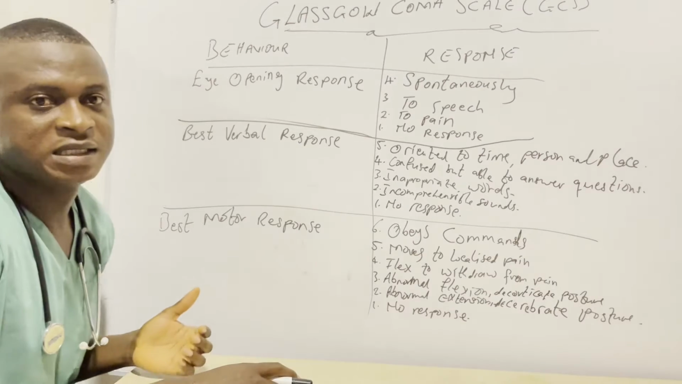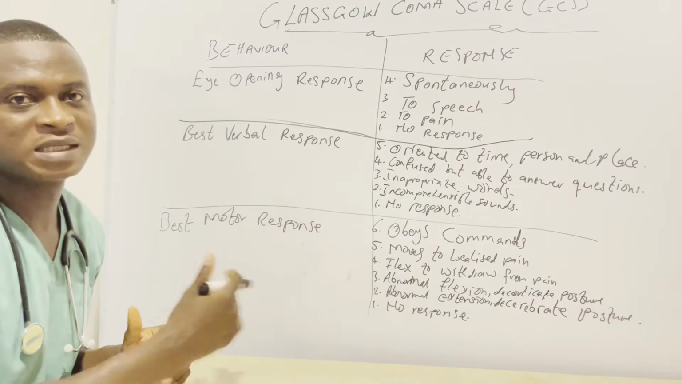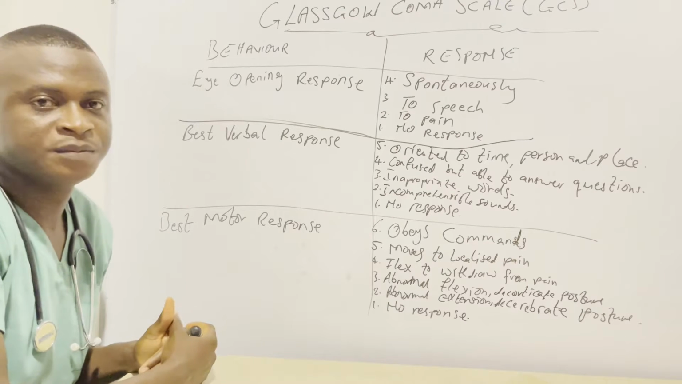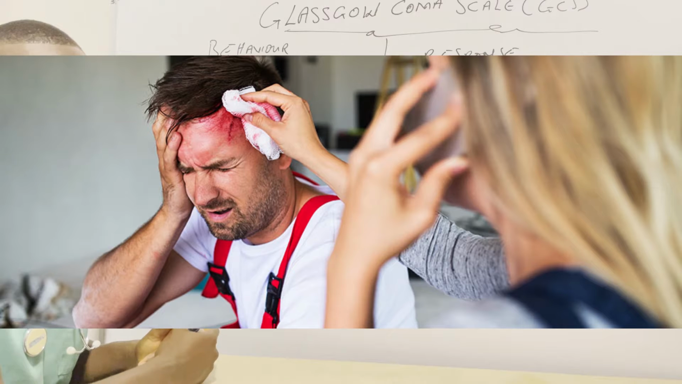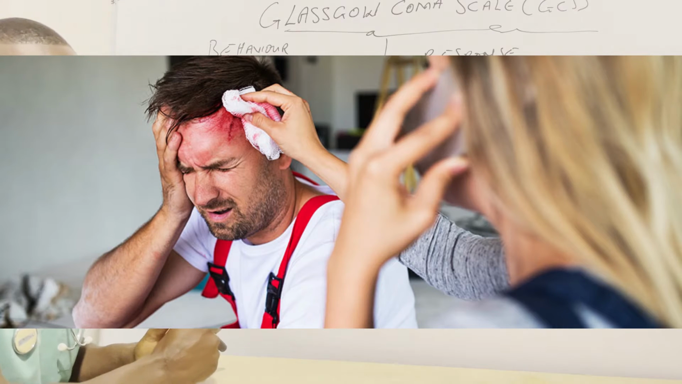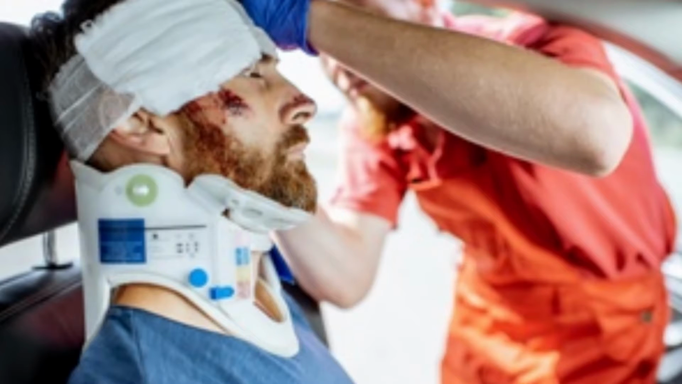Now, the GCS, or what you call the Glasgow Coma Scale, is a scale that is used to assess the mental state of somebody who has had a head injury or has hit the head on the ground or on a hard surface and then is exhibiting some kind of signs and symptoms. So this is a scale that we use to assess. Quickly, let's dive into how this scale is being used.